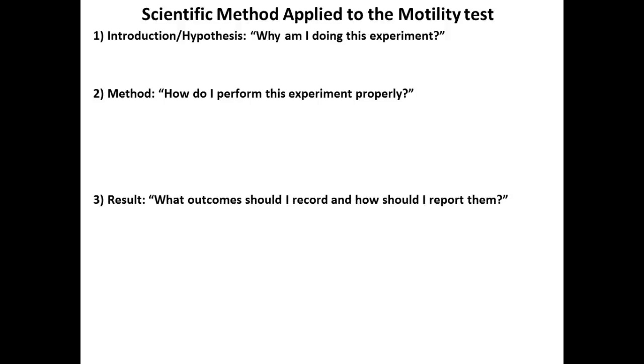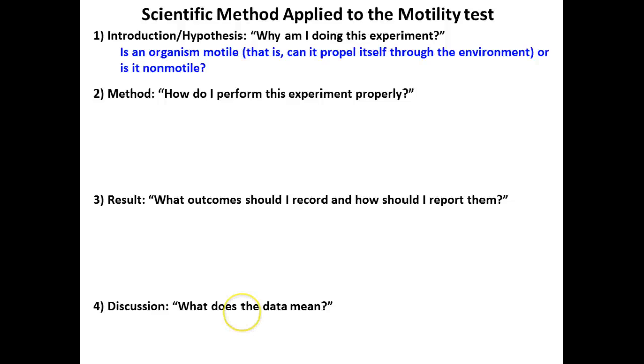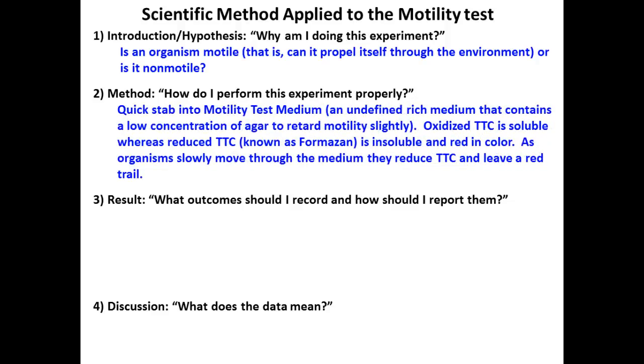So what's the question we're asking, right? How do we perform the experiment properly? What outcomes should we record? What does this data mean? So is the organism motile, right? Can it move on its own, or is it non-motile, right? Remember, we have to properly stab it. The TTC is going to help us in seeing where the organisms are growing by the fact that it reduces, becomes insoluble, stays put, and it is red.